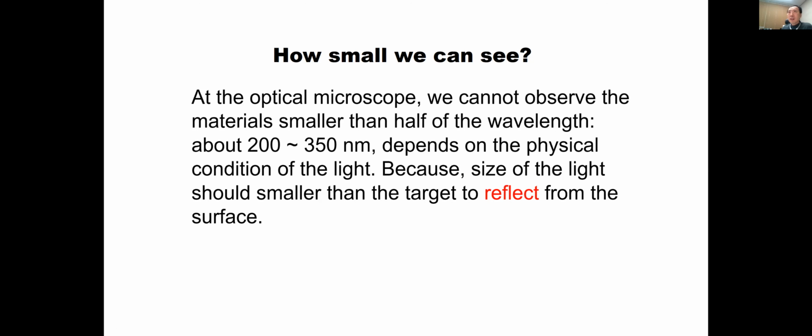Now, some of you commented that maybe the size of the light should be smaller than the target to reflect from the surface. What is reflect? In Korean, what is reflect? 반사. If light hits the surface of an object, it can be reflected. But when it rebounds, there are two different kinds of observation we can see. One is reflection, one is scattering. Salan, what's the difference between reflection and scattering?